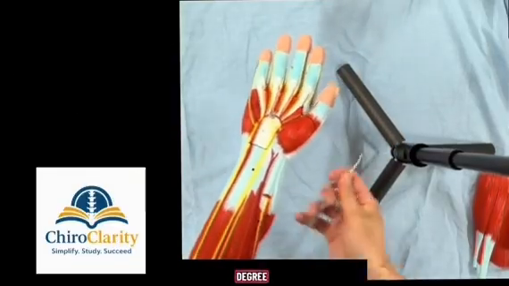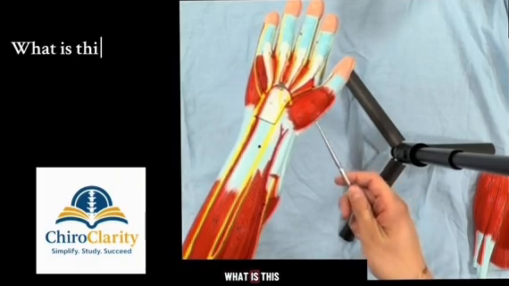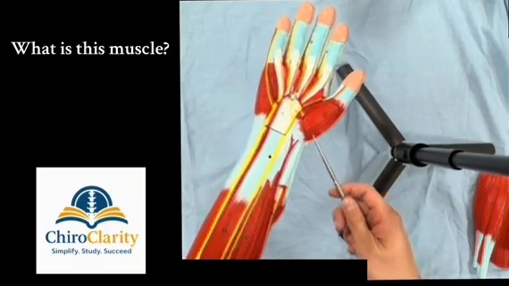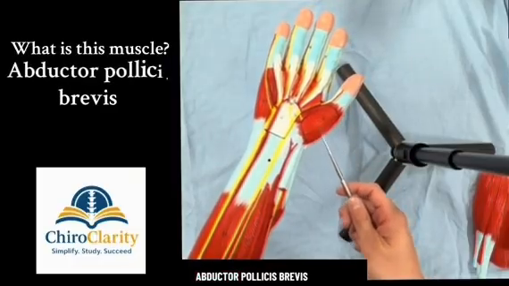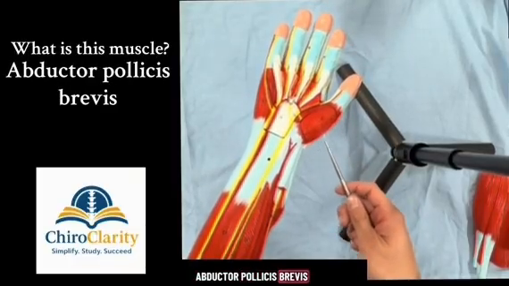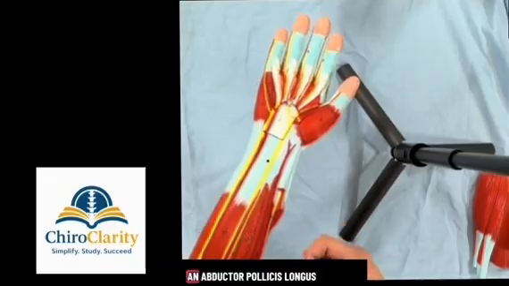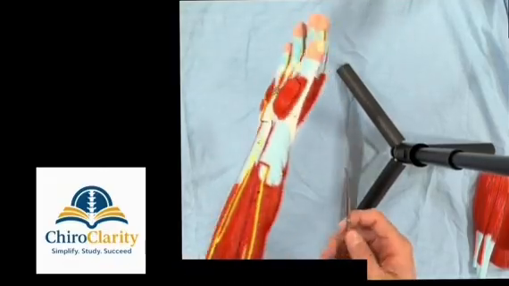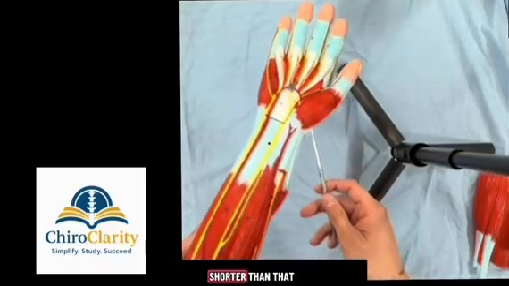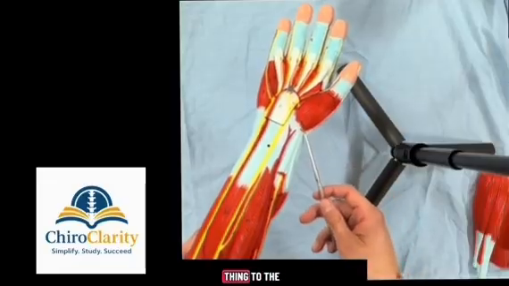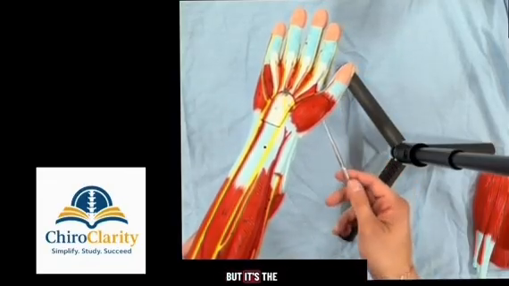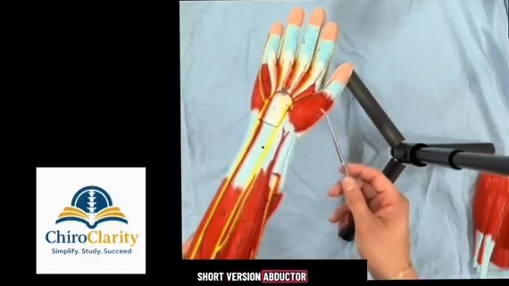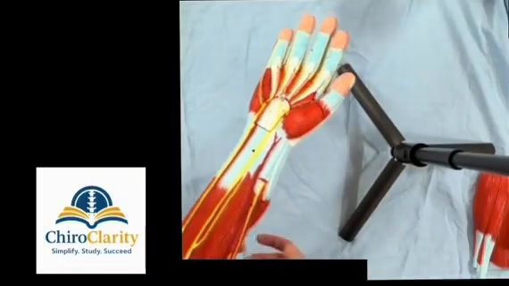To that same degree, what is this muscle? This is our abductor pollicis brevis. Remember, we had an abductor pollicis longus. Therefore, this is shorter than that, but it still does the same thing to the same structure. So it abducts our pollex, but it's the short version, abductor pollicis brevis.